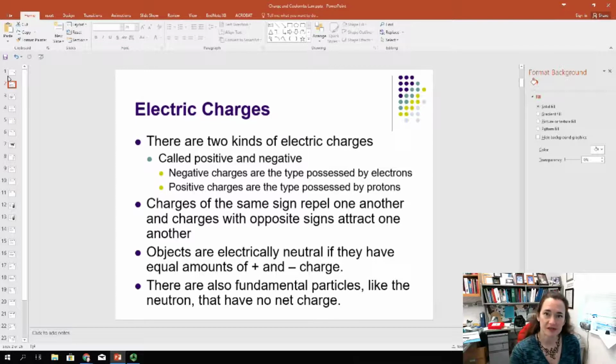Now, charges of the same sign repel one another, so negative and negative repel one another, and positive and positive repel one another. But dissimilar charges, positive and negative charges, attract one another. We also have electrically neutral objects. Now, these objects could be neutral because they have equal amounts of positive and negative charges, like in an atom, for example, which has an equal number of protons in its nucleus as it has electrons orbiting that nucleus. You can also, though, have particles that are fundamentally neutral, like the neutron, for example.